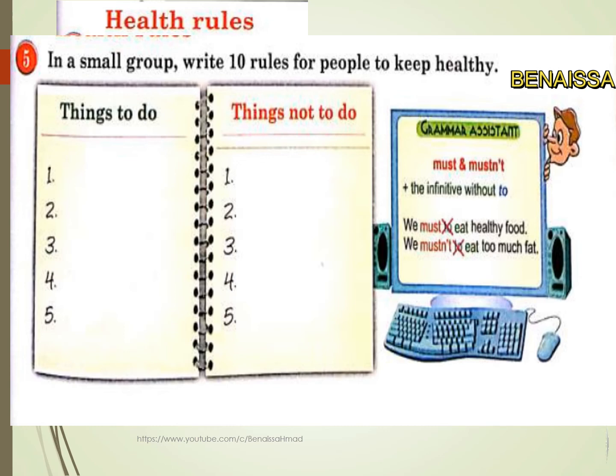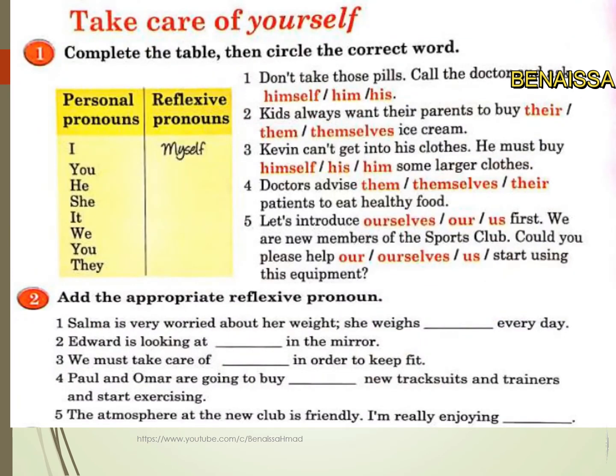Now, take care of yourself. And if you take care of yourself, اهتم بنفسك. Complete the table. Then circle the correct word. We have here reflexive pronouns and personal pronouns. For example, personal pronouns, we have I, you, he, she, it, we, you, and they. Reflexive pronouns, we have myself.